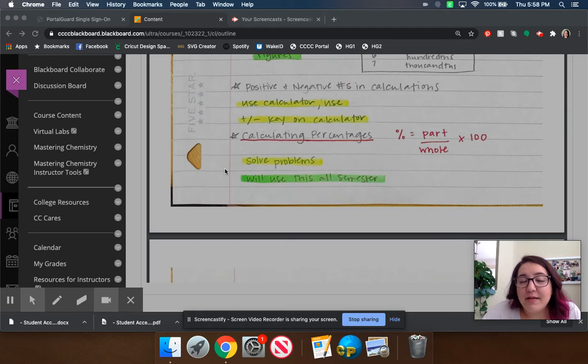And next, calculating percentages. This is a super, super important skill. But it's also very simple, and a lot of students overcomplicate this, and I haven't figured out yet why that is, but you have to be able to do this to be able to solve problems. We're going to use it all semester, which is why it's underlined in red. The formula is part divided by whole times 100 to make it a percent. The unit here is percent.